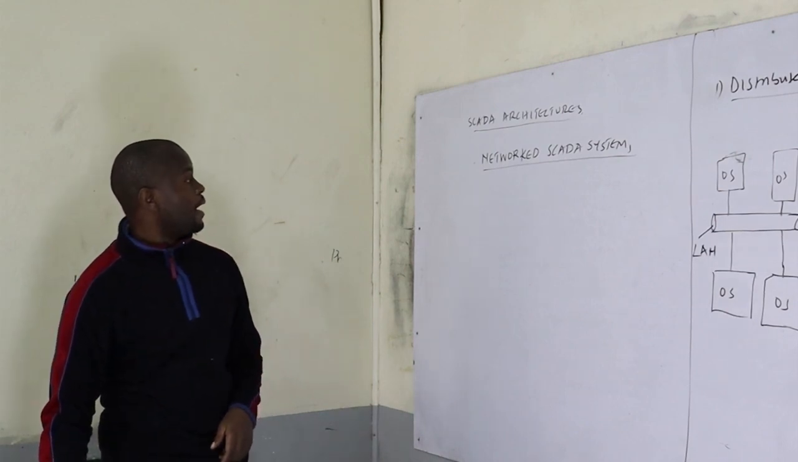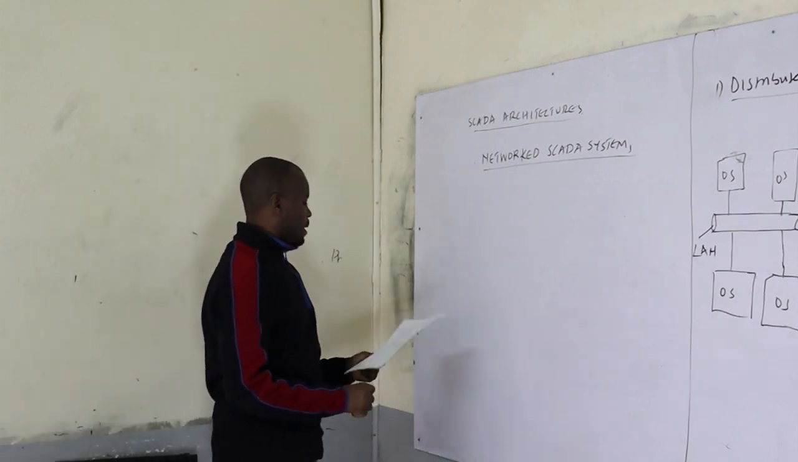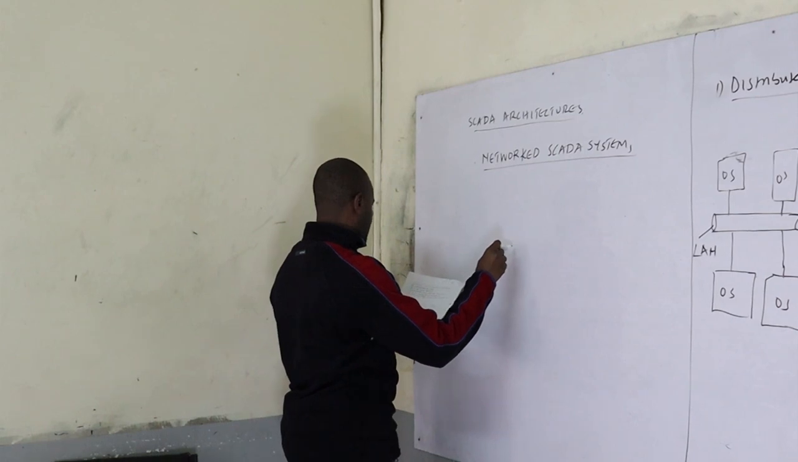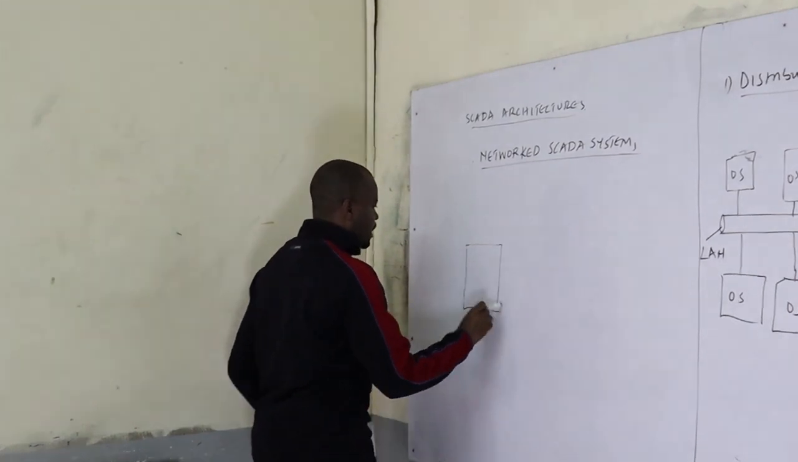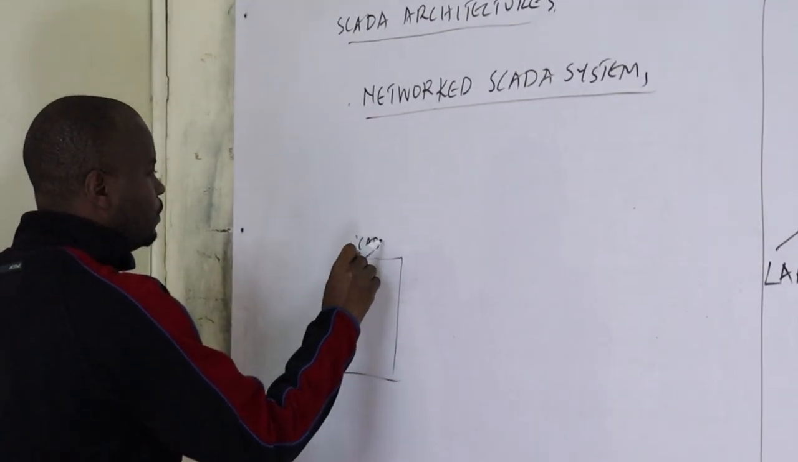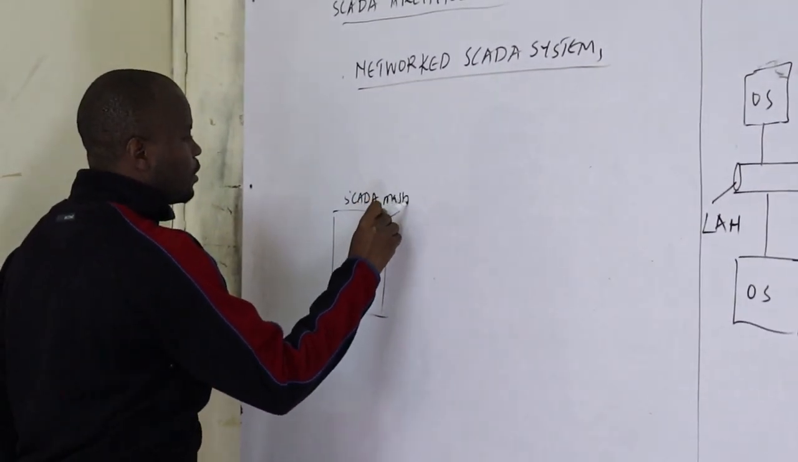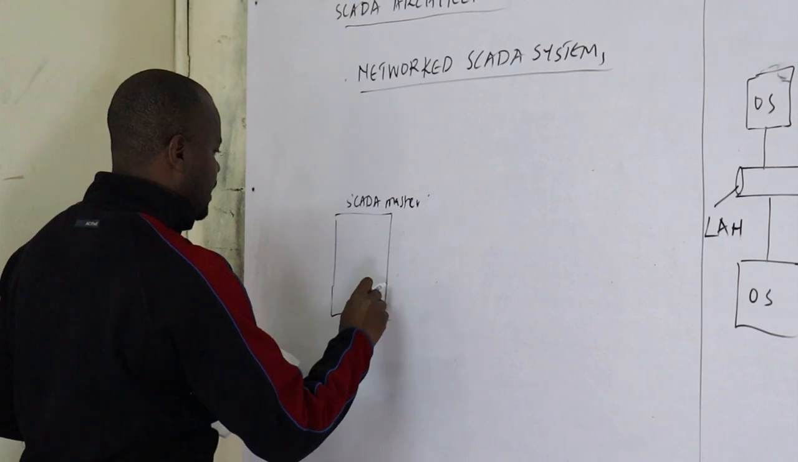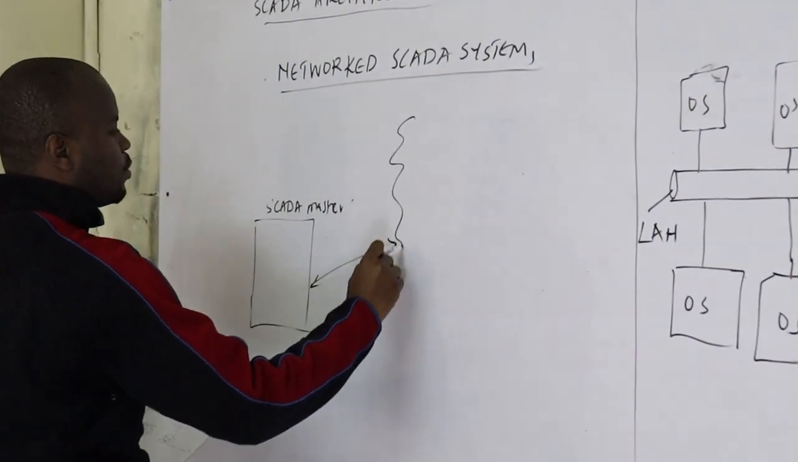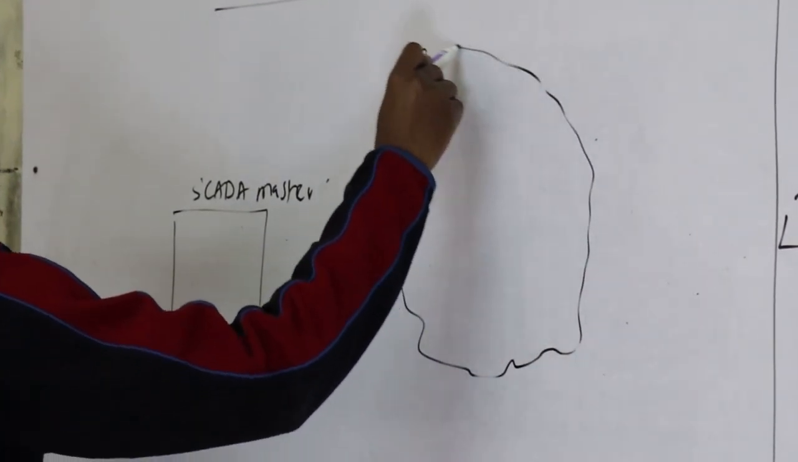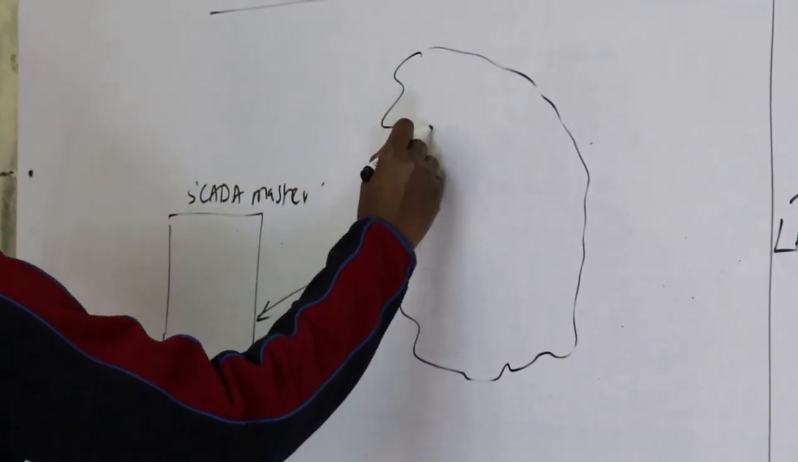So when you talk about this, this one can be represented in this manner, whereby we can have a SCADA master here. Then from the SCADA master, the communication will be to and from a wide area network, which is something like a cloud. So we can talk of the wide area network.